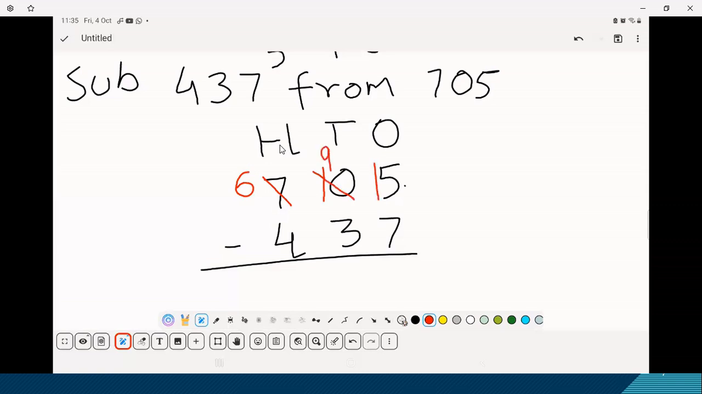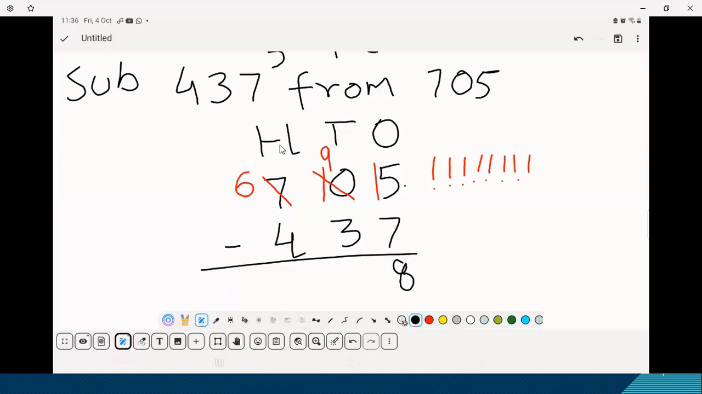Now 15 minus 7, we have to count after 7 till the 15. 8, 9, 10, 11, 12, 13, 14, and 15. So it will become 8.